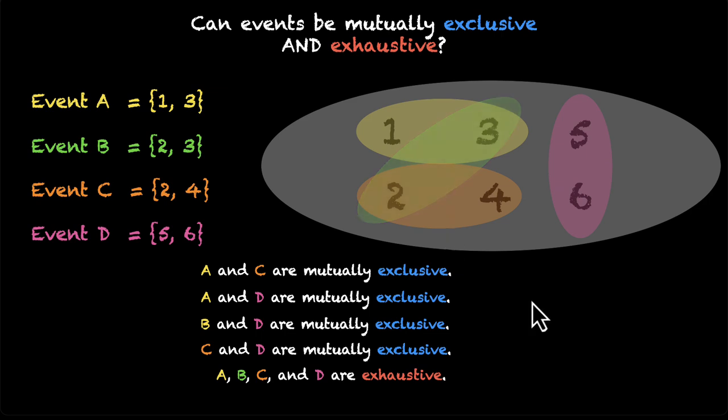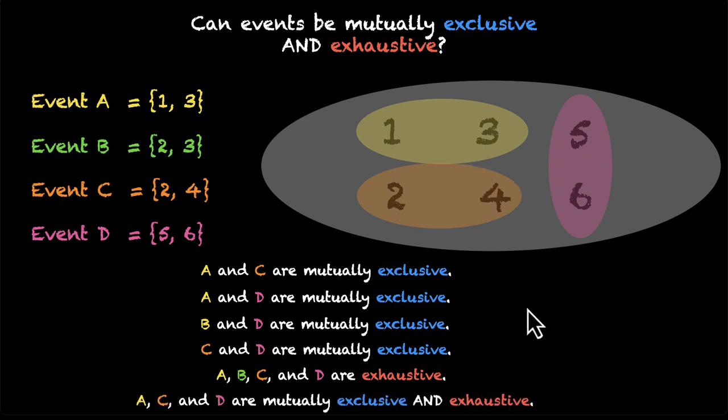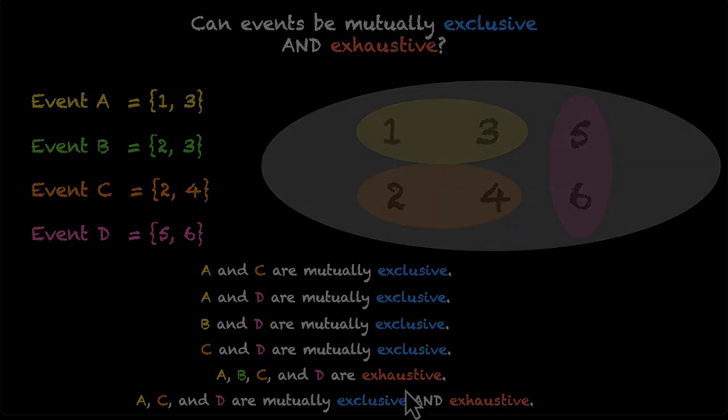If we get rid of the green event, now let's look at it. Event A, event C, and event D. They're not overlapping, so they are mutually exclusive. And together, they're working as a team. Together, they're covering the entire sample space, which means these 3 events are both mutually exclusive and exhaustive. I hope this example helped you figure out the difference between exclusive and exhaustive events, and also helped you figure out which events are both mutually exclusive and exhaustive.